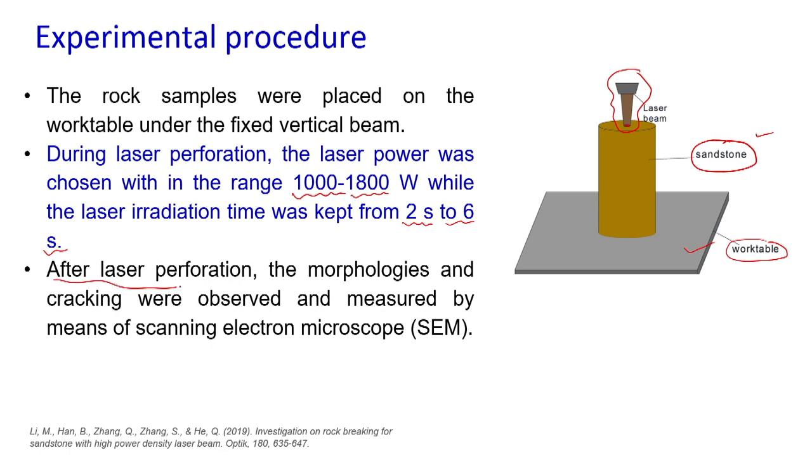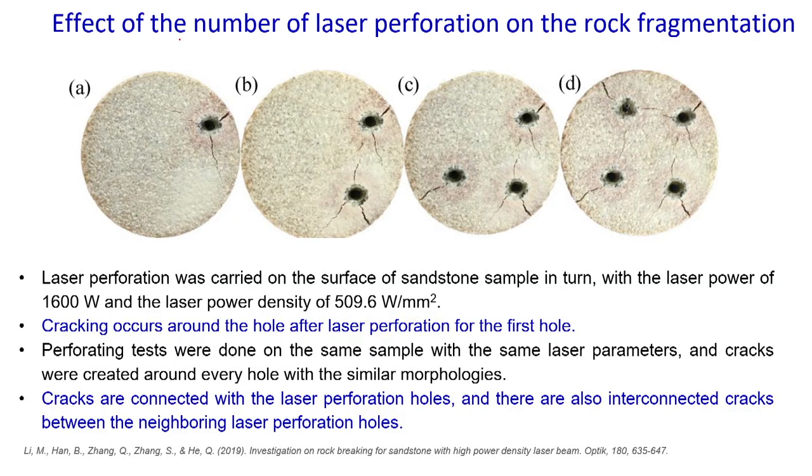After the laser perforation, the morphologies of the cracking were observed and measured by using a scanning electron microscope. Let us see the results. On your screen you can see the effect of the number of laser perforations on rock fragmentation. We need to focus more on rock fragmentation. We have to fragment the rocks so that we can increase the material removal. Instead of a very large laser beam application, we can have multiple perforations, and these multiple perforations create cracks. As there is a network of cracks, we can remove that cracked or fragmented material from the site of application.